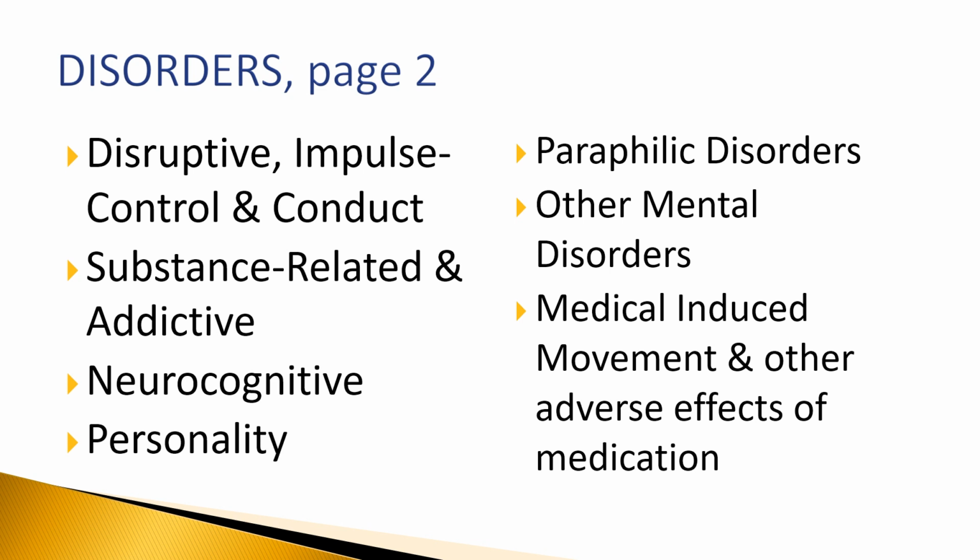Personality disorders are organized by cluster. Cluster A includes paranoid, schizoid, and schizotypal personality disorders. Cluster B includes antisocial, borderline, histrionic, and narcissistic disorders. Cluster C includes avoidant, dependent, and obsessive-compulsive disorders.